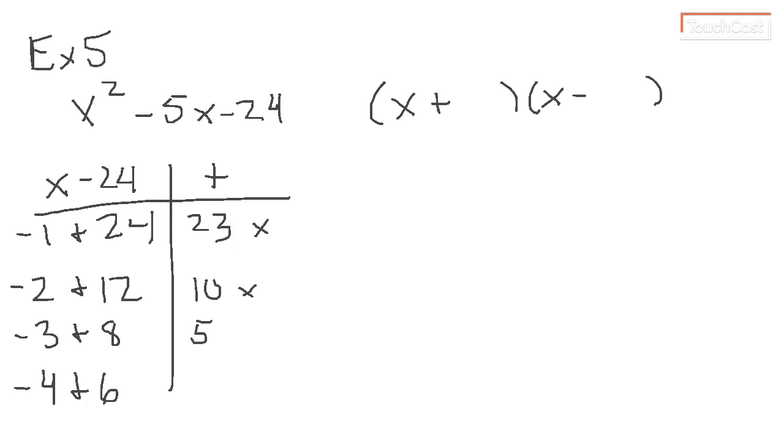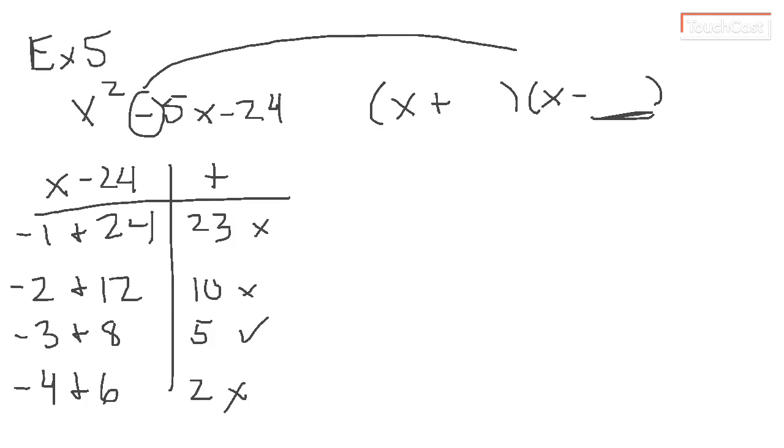But I also want to check this last one, the negative 4 and 6. If we add them, we'll get 2. And if we switch to the negative and the positive, we'd get negative 2. So that doesn't work. So the factors we know are 3 and 8. The one that goes in with the minus sign is going to be the bigger one, because in this case the middle sign was minus. So we're going to go x minus 8, x plus 3.